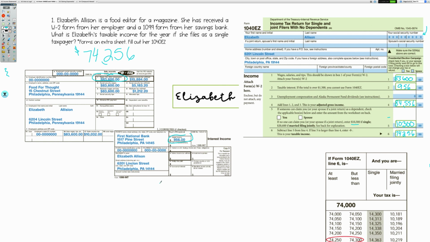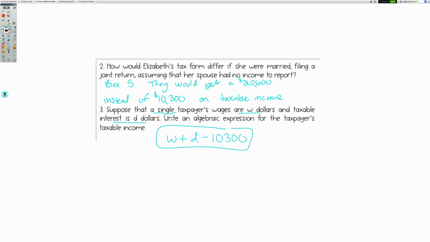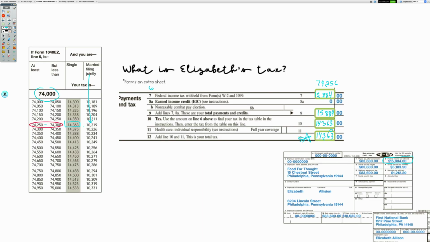But anyways, that would be one of these lines. If you paid extra taxes, that would be one of those lines. Oh, okay. And it would probably be a different form because remember this is the most basic, simplest one. Okay. Where were we at? Oh, how would it be different?